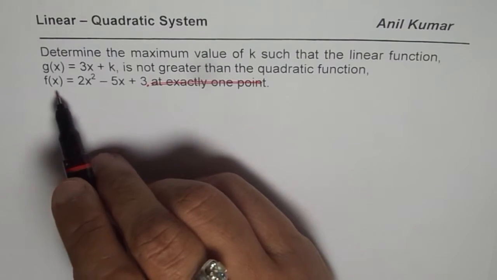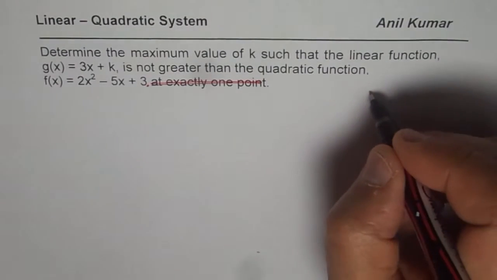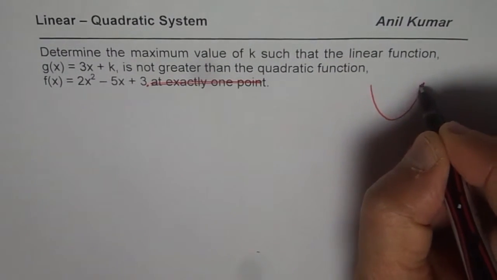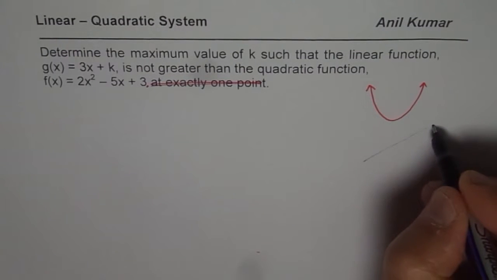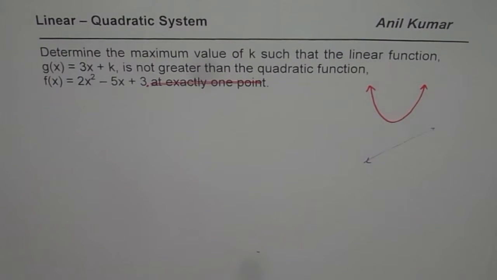Okay, so the quadratic function is a parabola kind of like this which opens upwards. So that is the quadratic function. We are not making any scale. And the linear function is a line. It's kind of a line like this. Is it okay? So that is the linear function we are talking about.